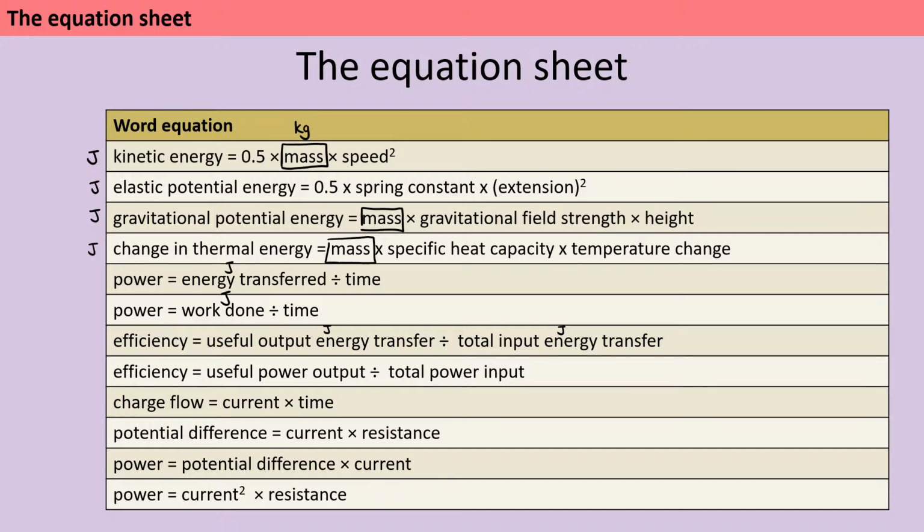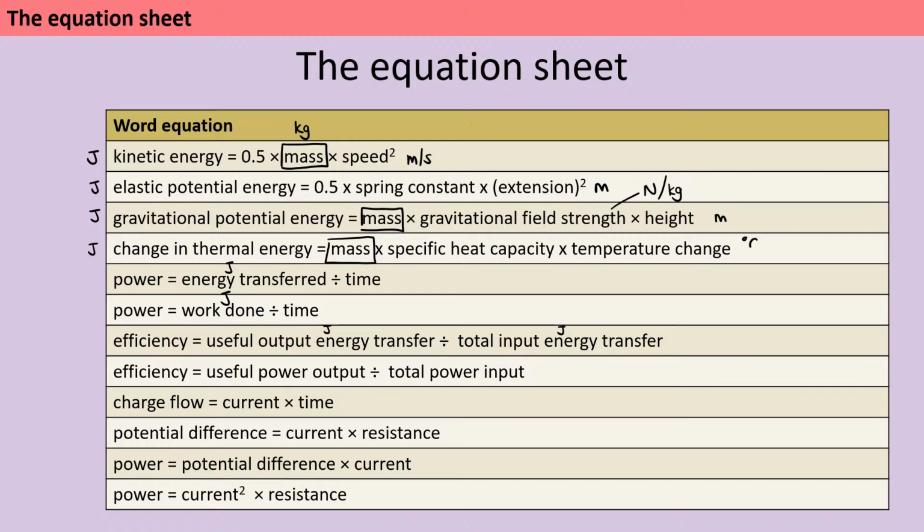This is one of the most likely quantities to be given to you in a different unit. It's really likely that AQA will write a question with the mass given in grams, and then you need to convert to kilograms by dividing by 1,000. Speed is in meters per second. Height and also extension are in meters. And gravitational field strength is in newtons per kilogram.